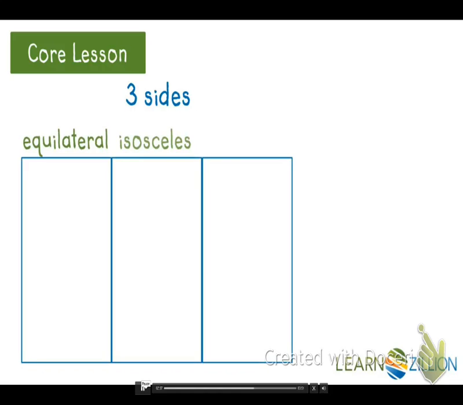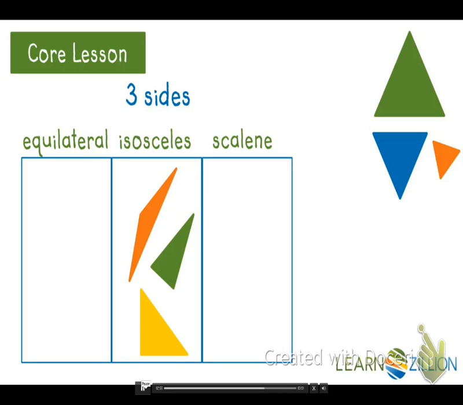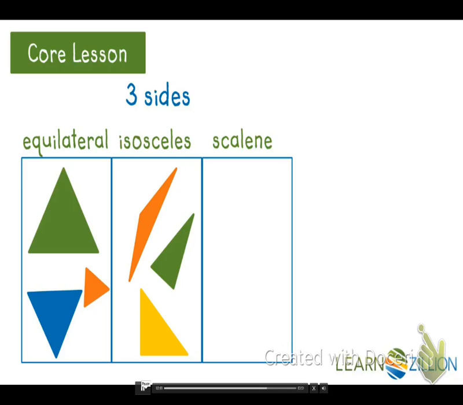All triangles share the attribute of having 3 sides. Let's try placing triangles into subcategories by their sides. What do these triangles have in common? They have 2 sides that are the same length. They are isosceles. These triangles have 3 congruent sides. They are equilateral. And these triangles all have different length sides. They are scalene triangles.